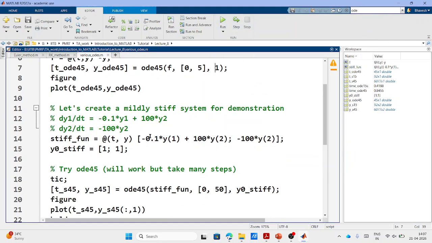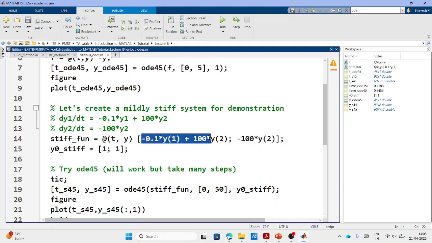Then let's say you have a two-variable ordinary differential equation, right? So you have the derivative of y1 with respect to time as well as of y2 with respect to time, and these two equations are given in this form. Now this is a stiff ordinary differential equation, so that's why I have written a stiff function. And here I'm creating the function in terms of t and y.